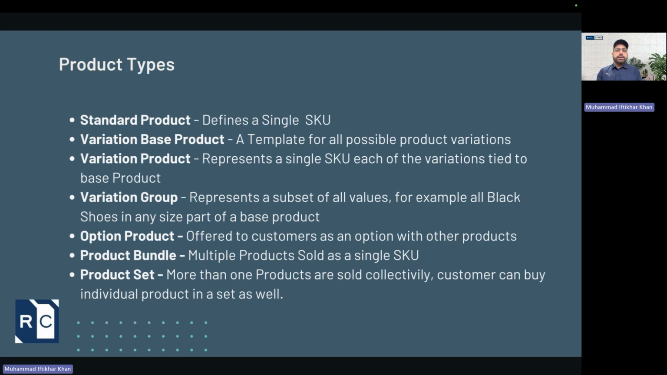And then the product bundle, where a merchant wants to sell multiple SKUs as a single unit, a single SKU. And then product sets, you can create product sets. Product sets consist of more than one SKU. And here the customer can buy the whole product set as a whole, and also the customer has the option to buy the individual products in the set as well.